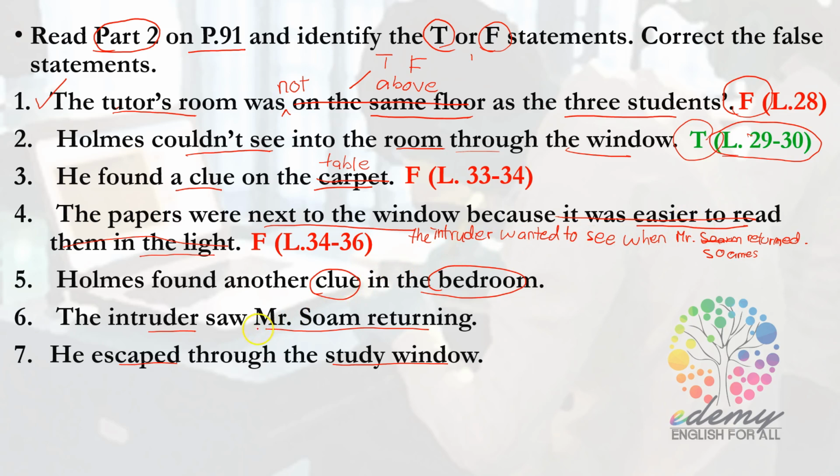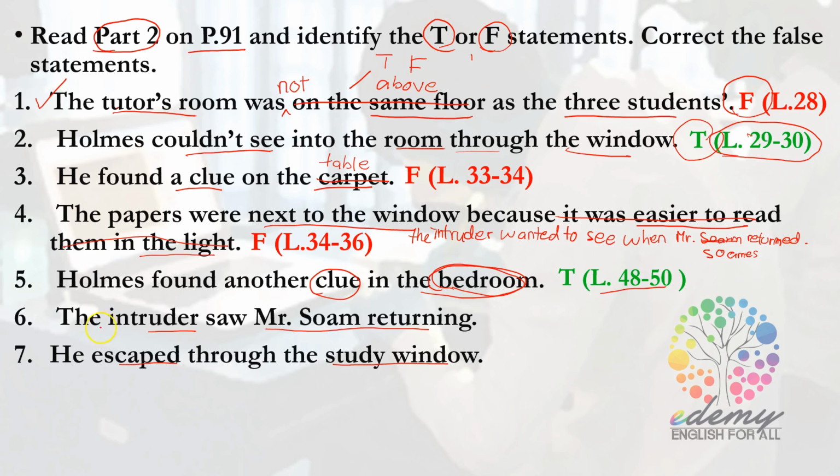Okay, let us move on to another question. Holmes found another clue in the bedroom, and the answer is 2. You can find it on lines 48 to 50. Let me read it out for you. "Holmes followed Soames into the bedroom. 'Hello,' said Holmes. 'What is this?' 'Another small lump of black mold, exactly like the ones on the desk.'" So based on this statement, he found another clue in the bedroom of Mr. Soames. So the answer is 2.